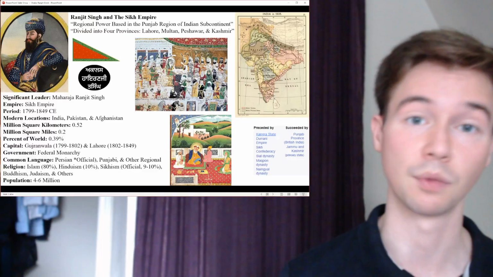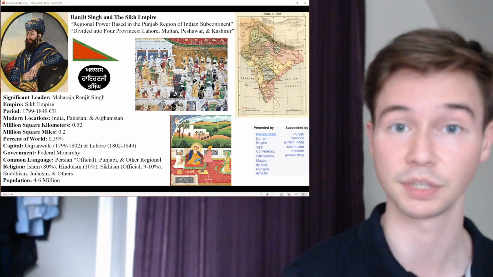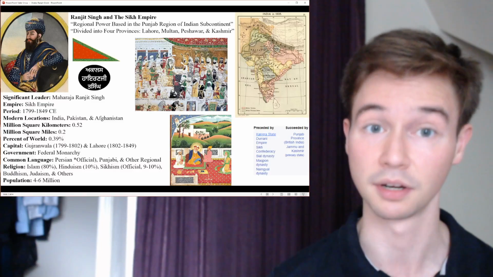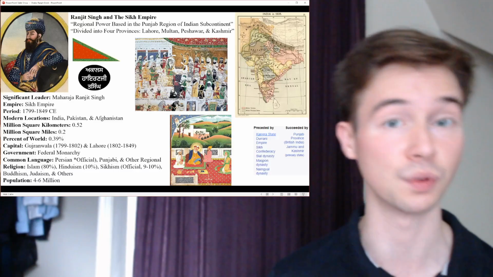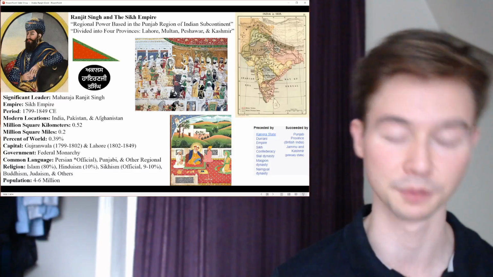So very multifaceted, not just being successful in military, but also in infrastructure, which also maybe helps the military as well. By having better roads, the military can more easily move around.